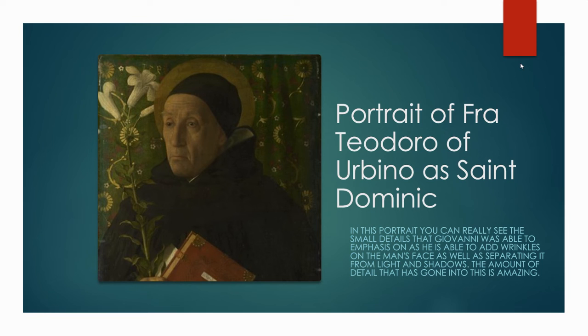This is the portrait of Fra Teodoro of Urbino as Saint Dominic, I believe is how you pronounce it. In this portrait, you can really see the small details that Giovanni was able to put emphasis on, as the man's face is separated into light and dark, which is some amazing detail on his part. On the darker side, the face overall has more shadow emphasized, and on the lighter side, it doesn't have as much shadow. You can tell the wrinkles on the man's forehead, and his eyebrows are white, as seen there.